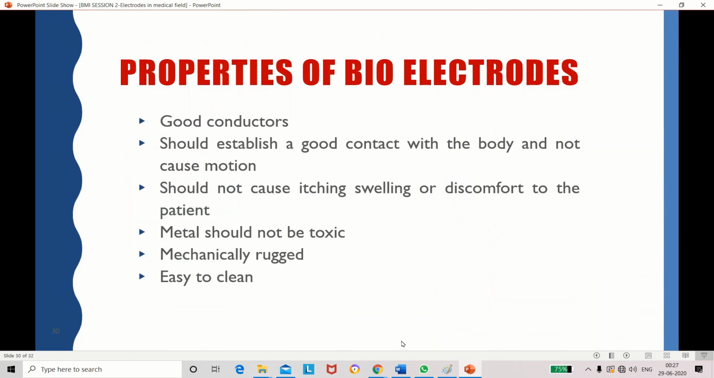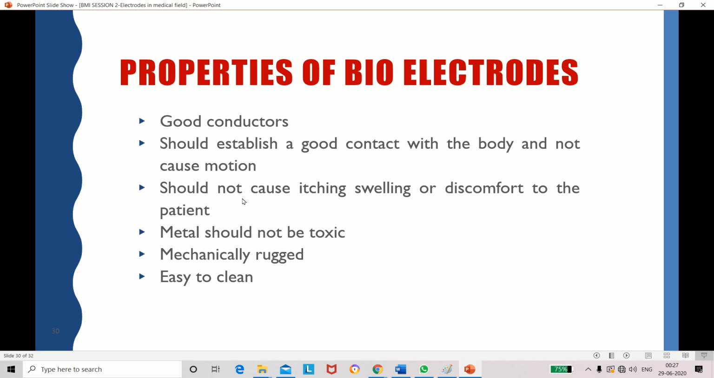So now we can measure different types of potentials from different parts of the body. While choosing the electrode, we have to see some parameters or properties. The first property is that the electrode should be a good conductor. If it is a good conductor, then only it can measure the potential accurately. It should conduct current. Second point, it should establish good contact with the body surface. Without slipping, it has to make proper contact on the body surface.